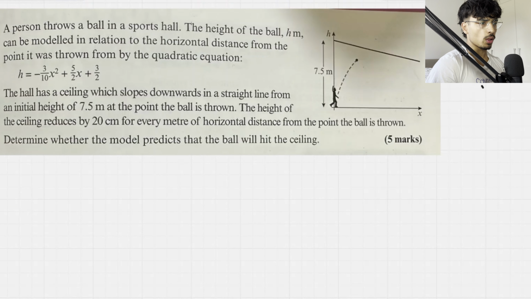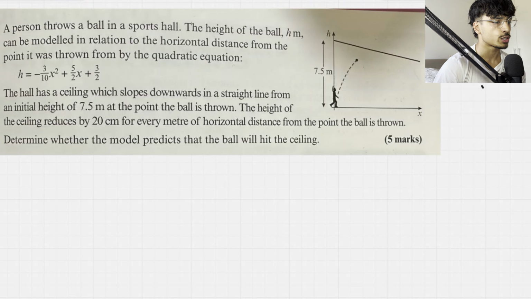A person throws a ball in a sports hall. The height of the ball, h meters, can be modelled in relation to the horizontal distance from the point it was thrown by the quadratic equation, blah blah blah, it has a negative coefficient of x squared. Remember, if anything has a negative coefficient of x squared, it has a shape like this.